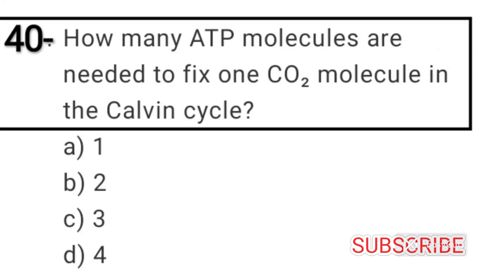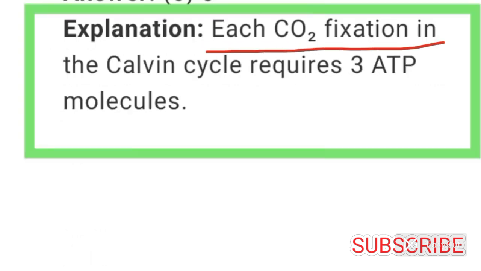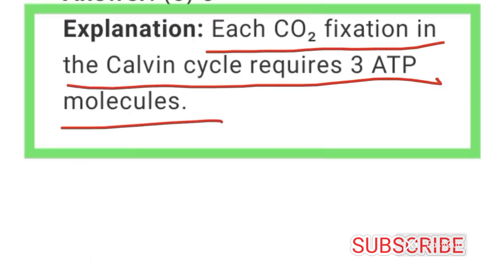Question number 40. How many ATP molecules are needed to fix one CO2 molecule in the Calvin cycle? Answer is option C. 3 ATP molecules are needed to fix one CO2 molecule in the Calvin cycle. So each CO2 fixation in the Calvin cycle requires 3 ATP molecules.